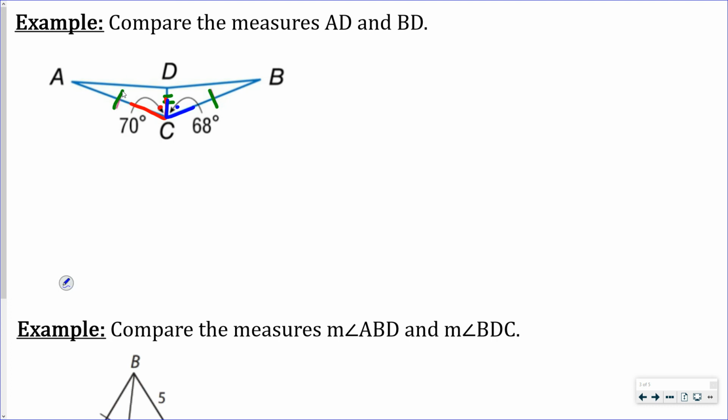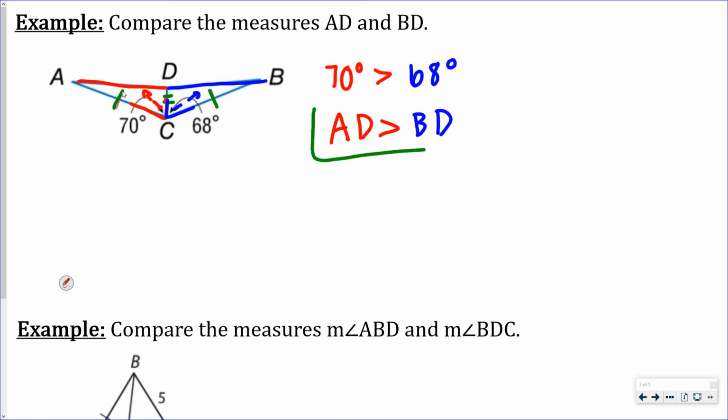All right, so which angle is bigger, 70 degrees or 68? 70 degrees, right? That's a bigger angle. That's larger than 68. So the hinge theorem says the side across from the larger angle, which in this case would be AD, is going to be longer or larger than the side across from the smaller angle, which is BD. Is that a comparison of AD and BD? You betcha. By hinge theorem.